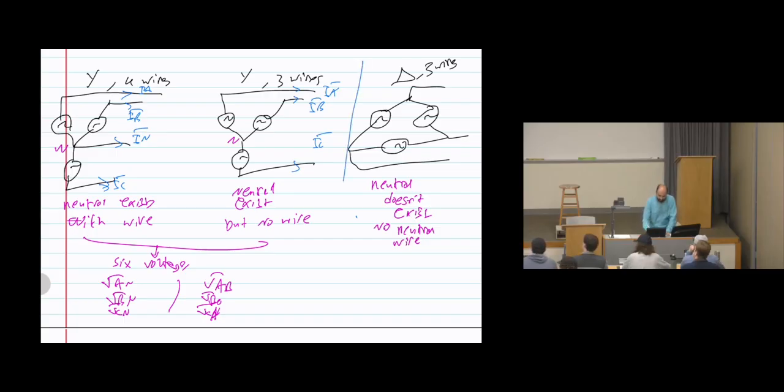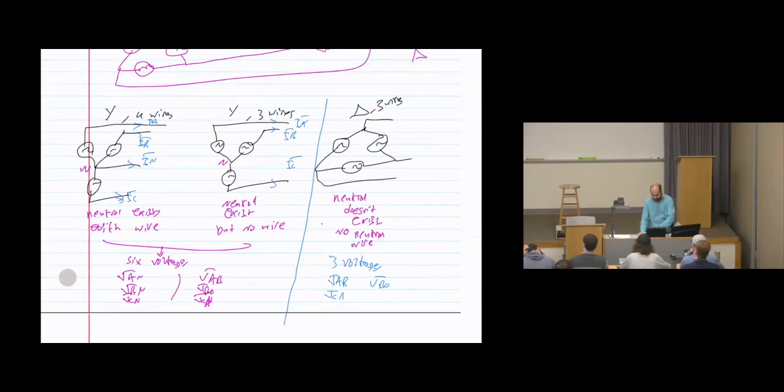Now, in delta, the situation is different. In delta, the neutral does not exist at all. Therefore, we have only 3 voltages. What are these voltages? VAB, VBC, VCA. Those are the 3 line-to-line voltages. Since the neutral does not exist, the 3 line-to-neutral voltages that we used to have will not exist because there is no neutral. So we have only line-to-line voltages.